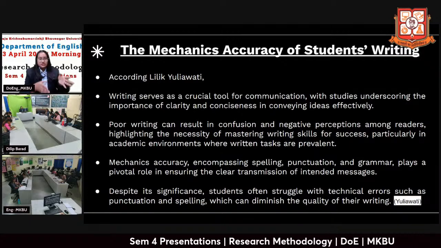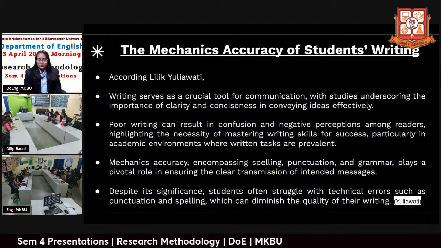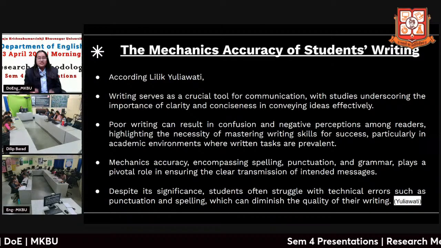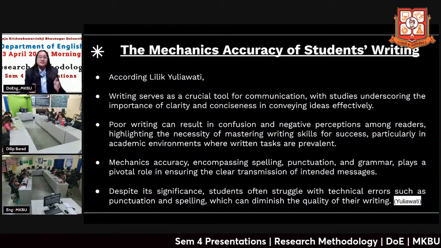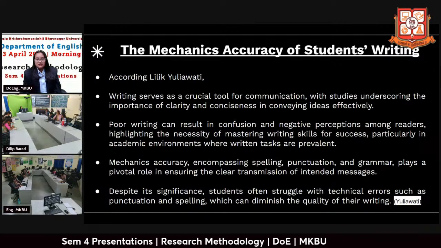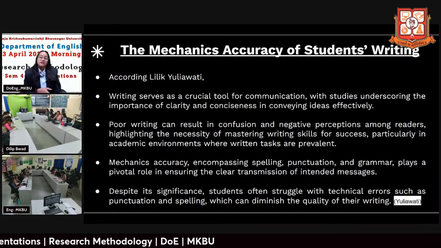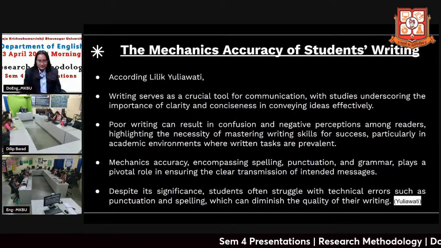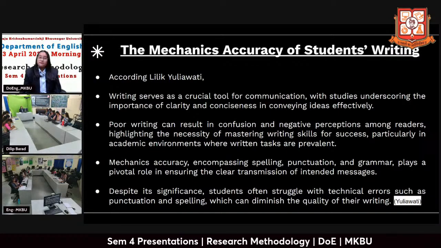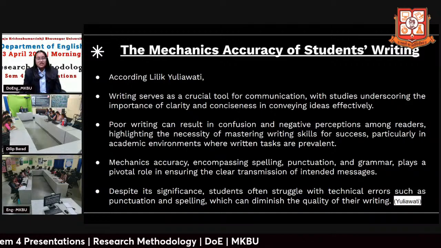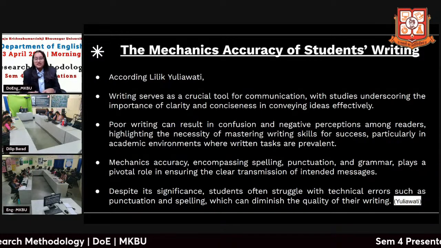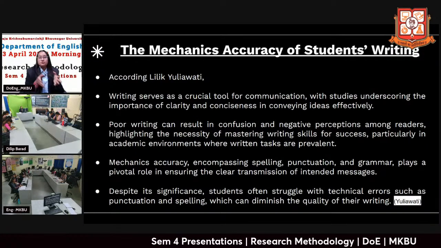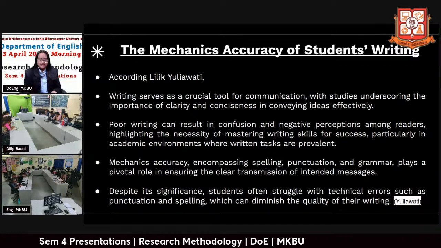Another one is the mechanics of accuracy for students in writing. According to Nimavat, writing serves as a crucial tool for communication. When we want to write, which is not free writing, we need to clarify our things with the help of the mechanics of writing, and the study underscores the importance of clarification and consciousness in conveying ideas effectively. Poor writing can result in confusion and negative perception among readers, highlighting the necessity of mastering writing skills for success, particularly in the academic environment where written tasks are prevalent. So, the mechanics of writing is very important for students who write research papers or dissertations like us.